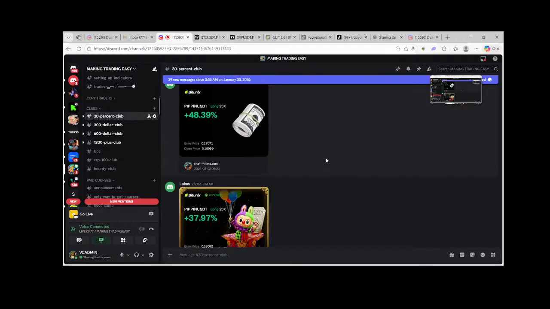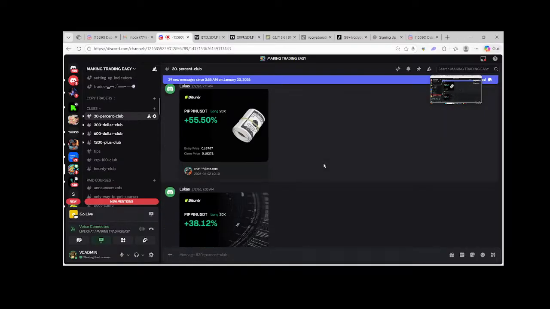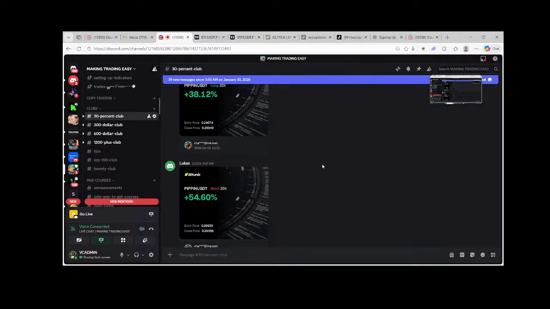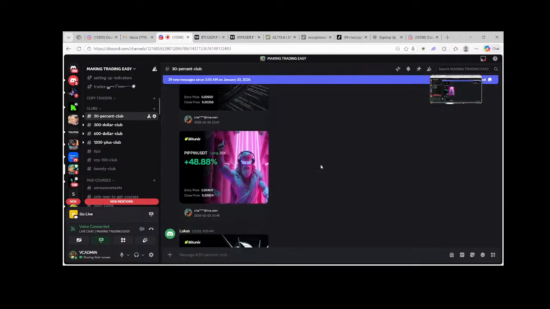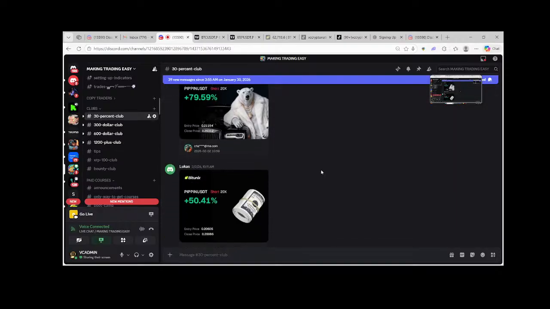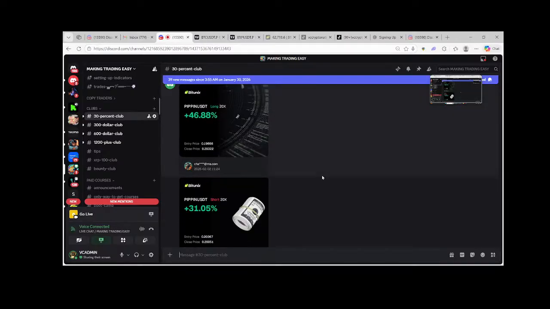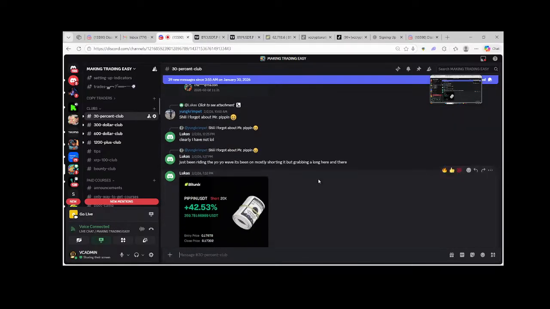So right here, oh my God, Pippin 48%, Pippin 37%. I didn't even see Pippin, man. But he is crushing Pippin. Jesus. Oh, really? Lucas made a killing on Pippin.